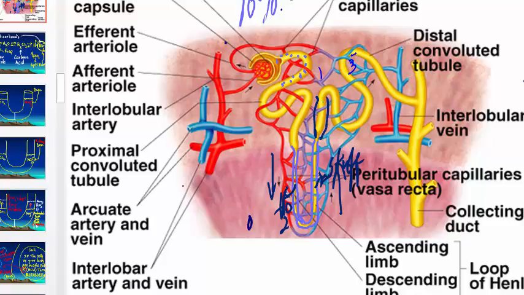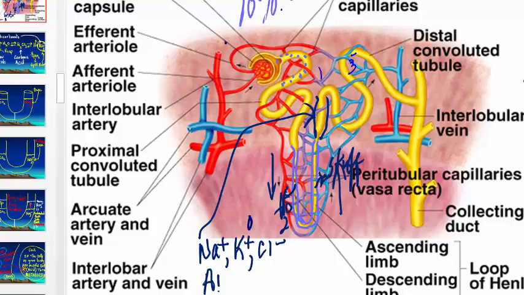This is important. Now, in the thickened portion of the ascending limb, there are these co-transporters. It's called the sodium, potassium, chloride co-transporter, or symporter. And this is ATP dependent. It requires ATP. So in this thickened portion of the ascending limb, in order to reabsorb sodium, you have to reabsorb potassium and chloride. If any one of those are not reabsorbed, you'll reabsorb none of them.